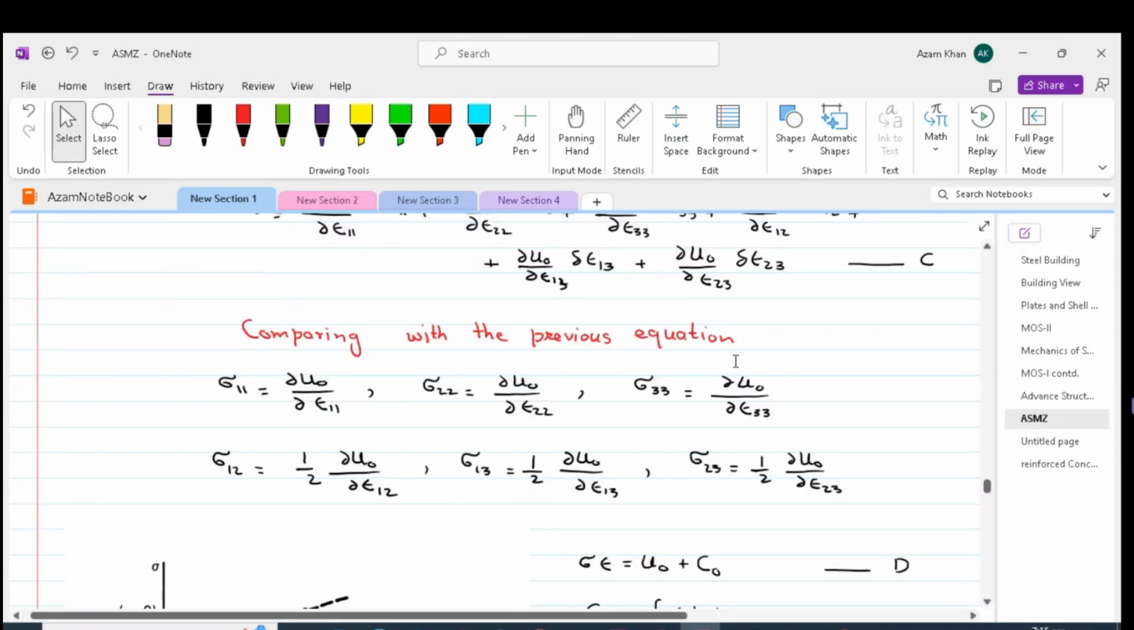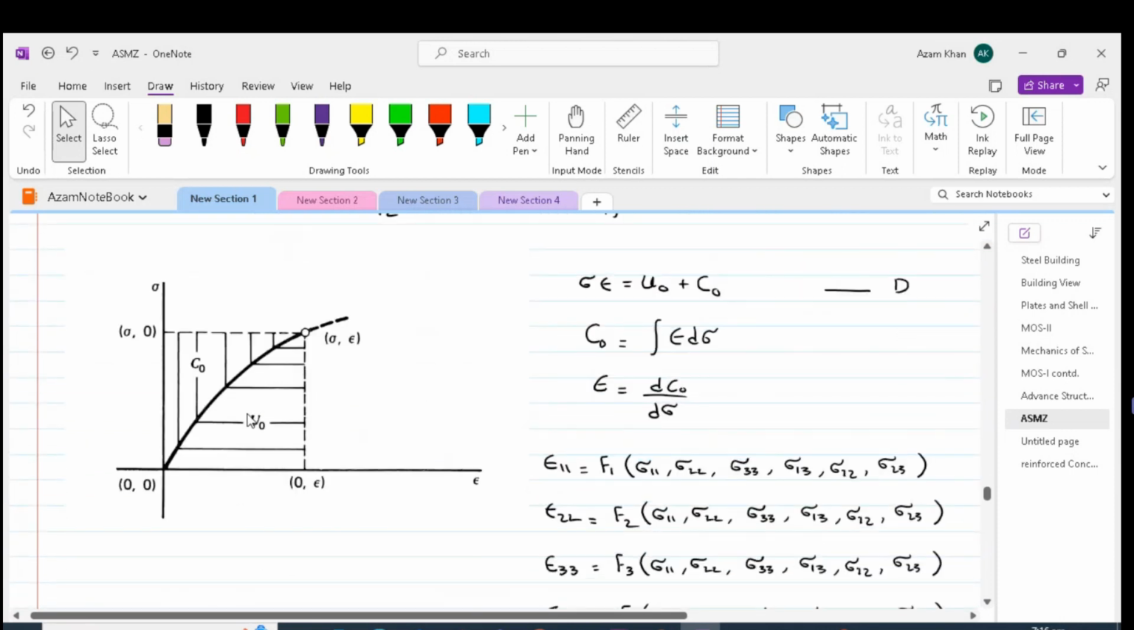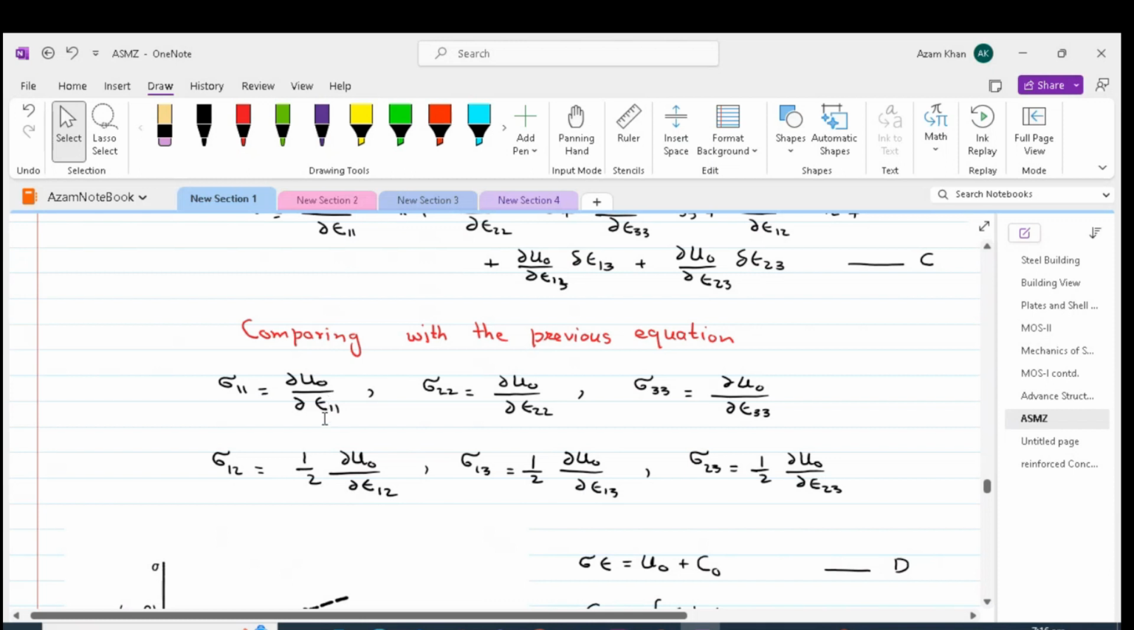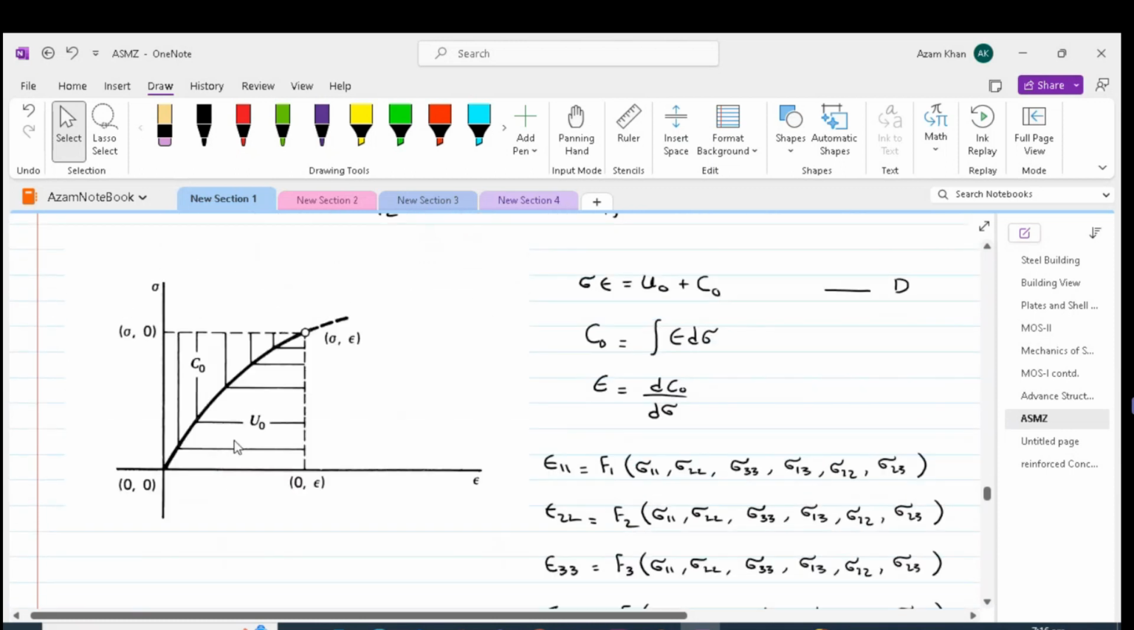From these expressions, we can appreciate that the internal energy is actually equal to the area under the curve. So if we draw a stress strain relation, the internal energy is equal to the area under the stress strain curve. According to this expression, we have the strain axis divided into small parts. Therefore, we can say that the area under this curve is our strain energy.